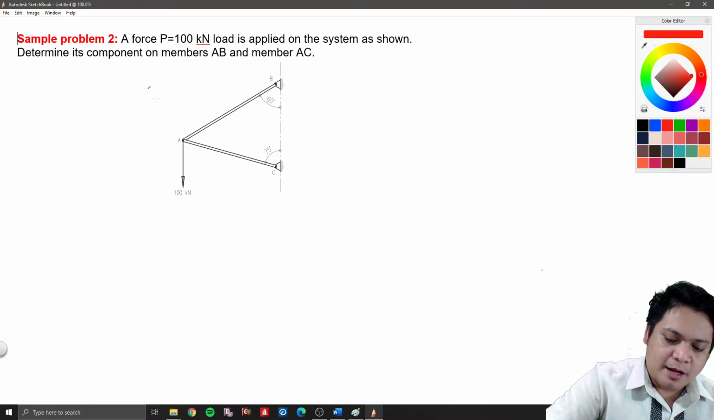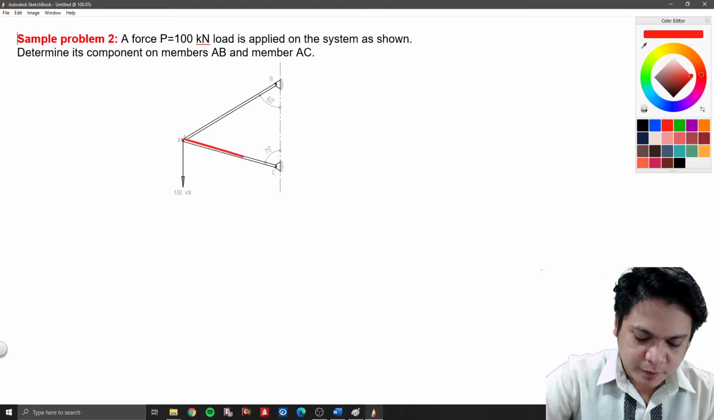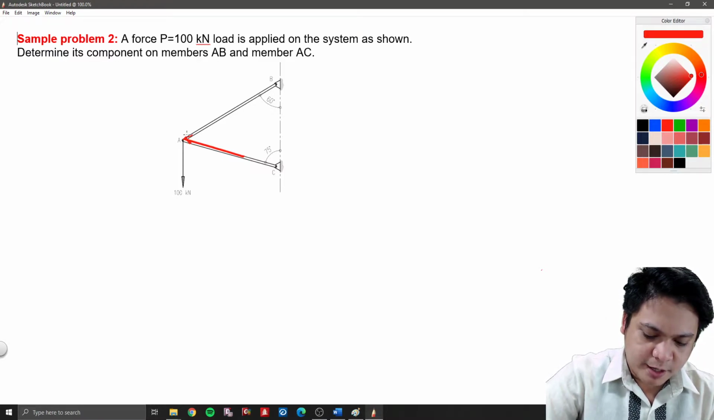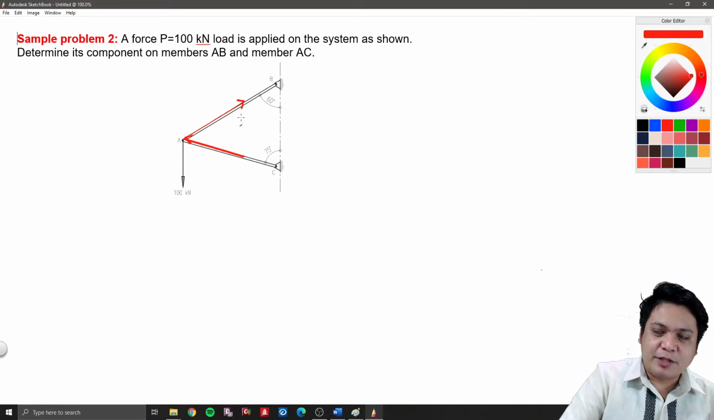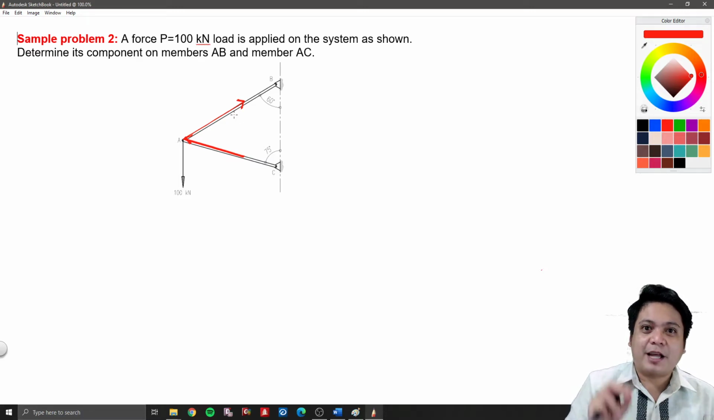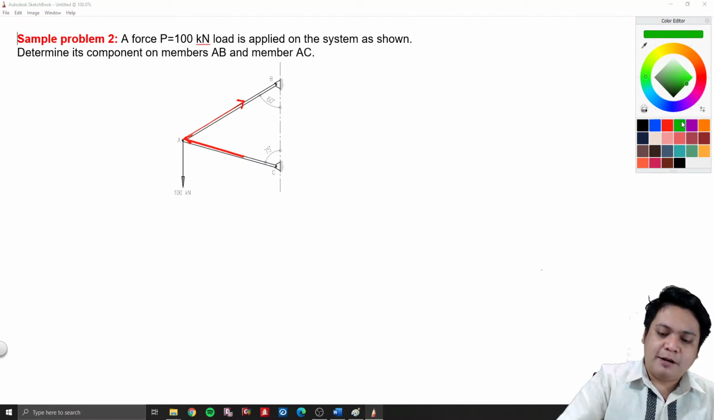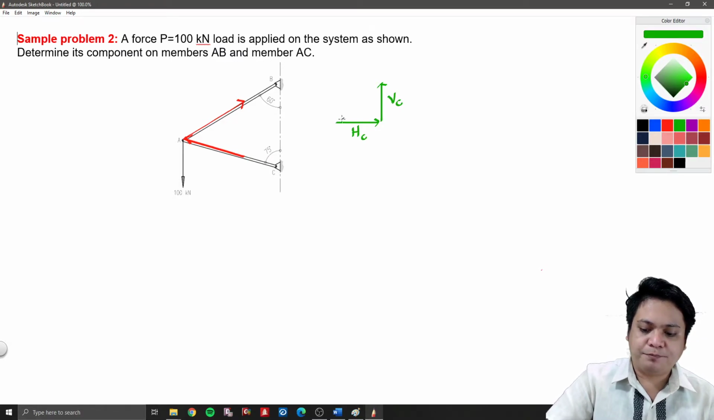Meron kang force doon, and then meron ka ring force on this one. So when you say components, if you take the vector sum of the two, the equivalent should be just one force. For example, if you remember your physics, you have a horizontal component and a vertical component. When you add the two, you get the resultant.